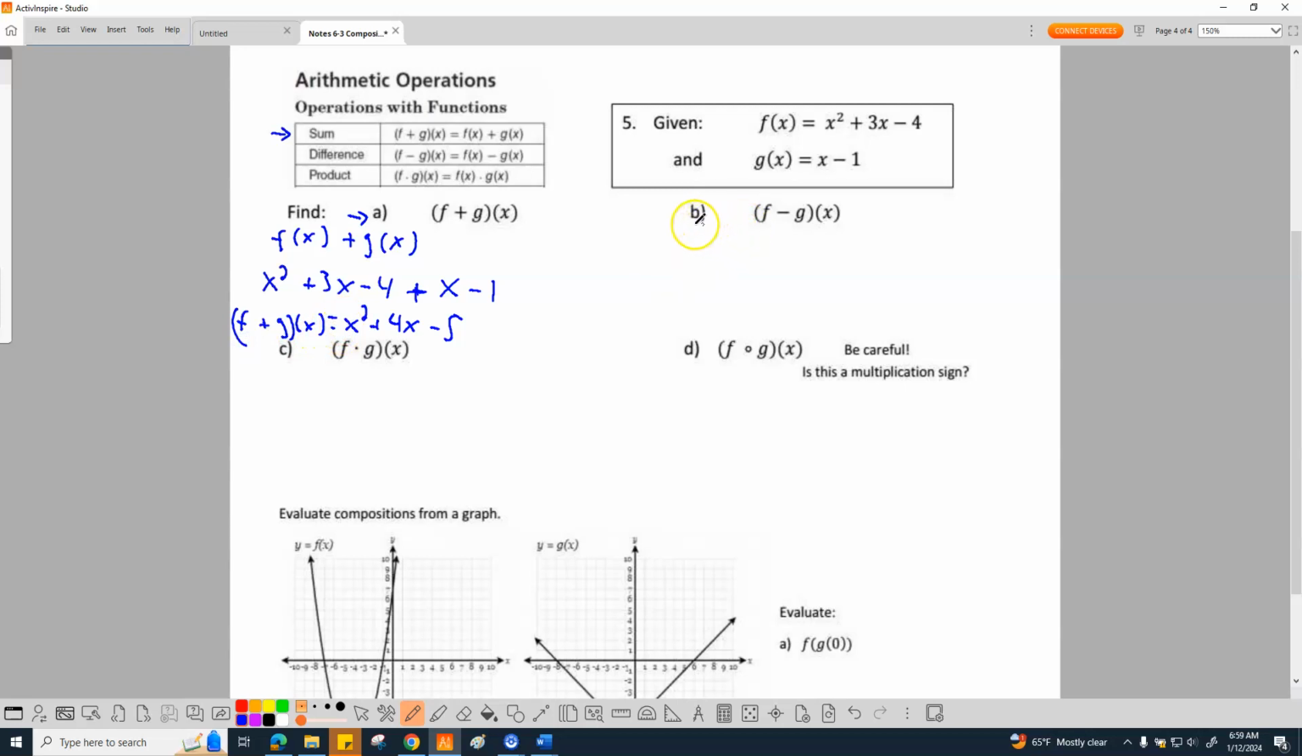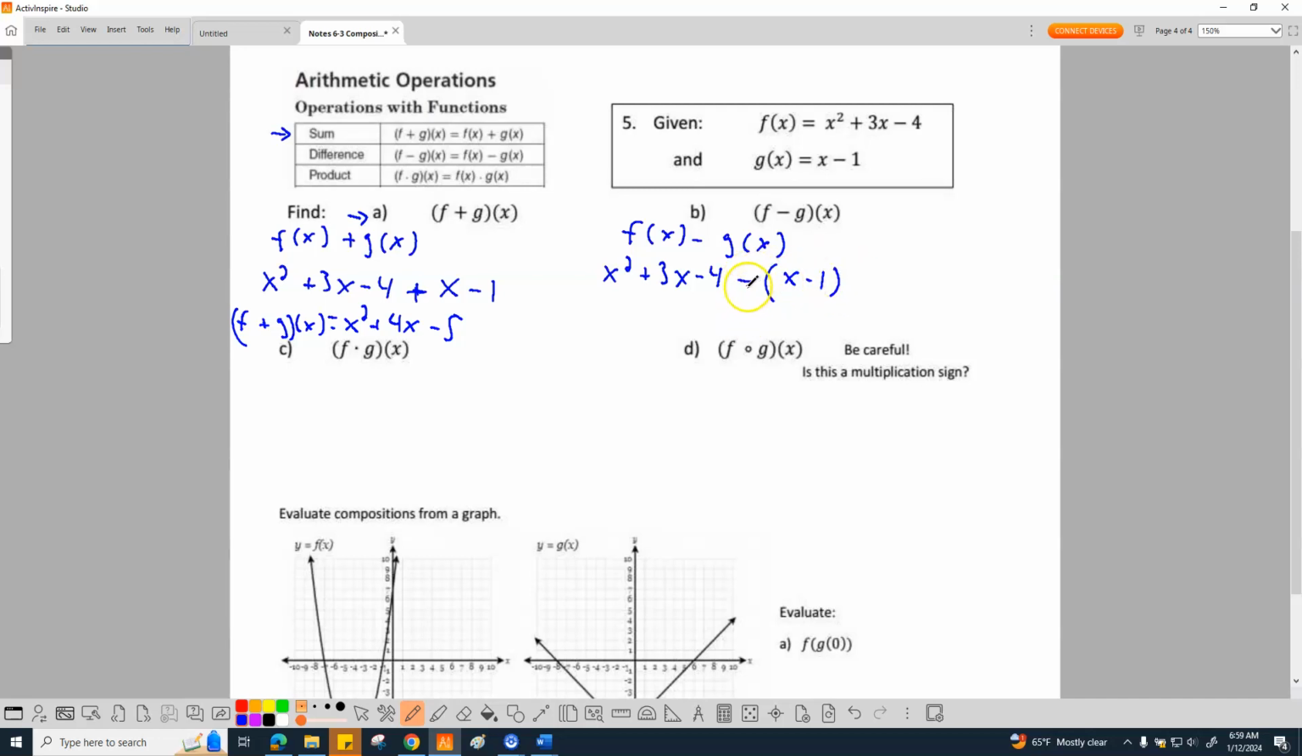Now, check out B on how to set up a subtraction one. When you set up B, you're going to do f of x minus g of x. And this one requires parentheses because you have to distribute. So f of x is x squared plus 3x minus 4. Now you're going to do minus. Now we need this parentheses right here, y'all. For this one, we need it. x minus 1. Why do we need that? Because we have to distribute this minus sign into this entire thing.